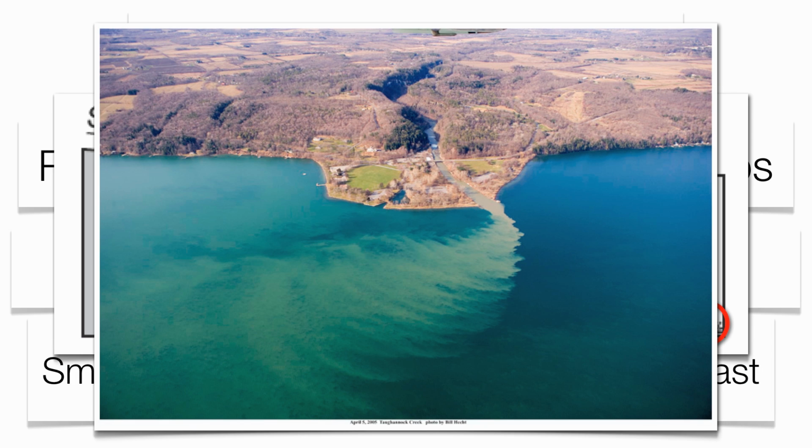Okay, here's Cayuga River flowing into Cayuga Lake. Again, you see the sediment that's being carried into the water. That's going to be somewhat of some horizontal sorting.